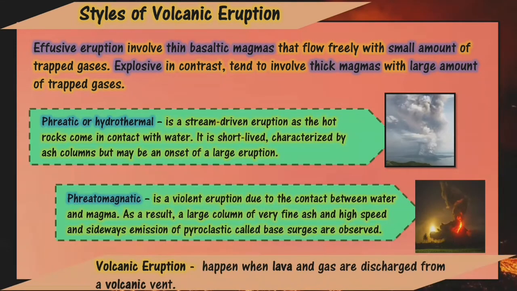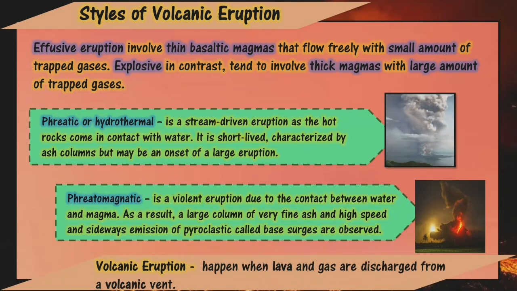Volcanic eruption is categorized into 5 types. The first one is phreatic, also known as hydrothermal. It is a steam-driven eruption as the hot rocks come in contact with water. It is short-lived, characterized by ash columns, but may be an onset of a large eruption.